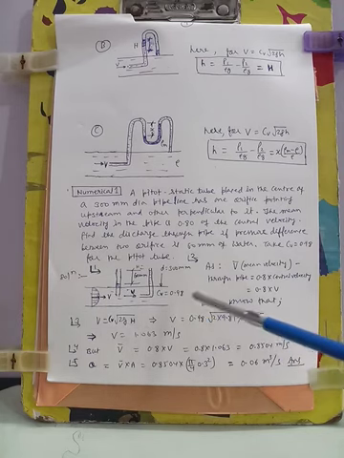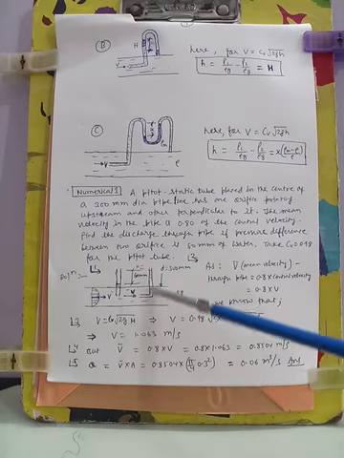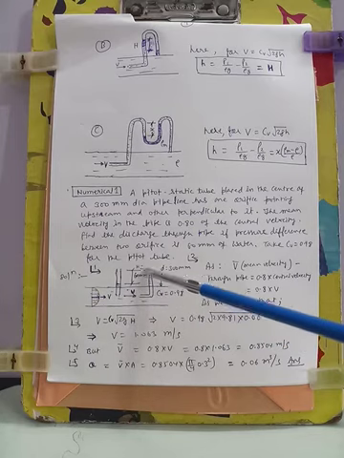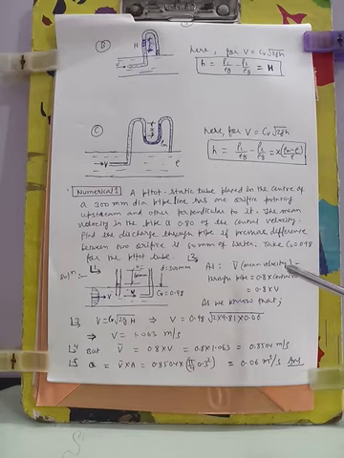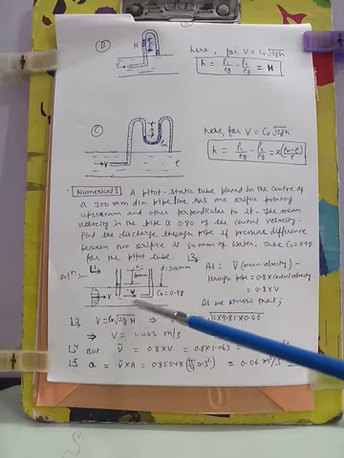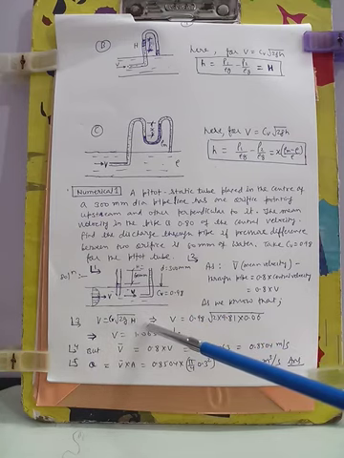So here it is given that the mean velocity will be 0.8 of the central velocity. So this pitot tube will give us the central velocity. By using the pitot tube we can measure the central velocity, and the central velocity can be measured by using this formula, V equals Cv root 2gh.